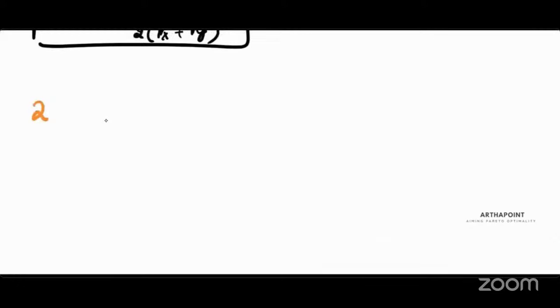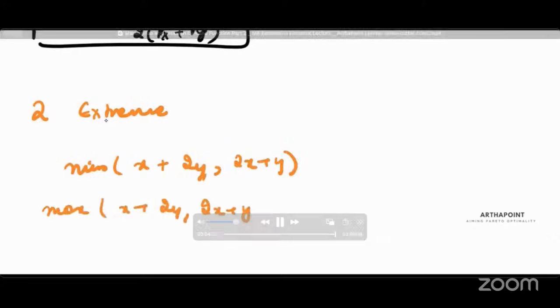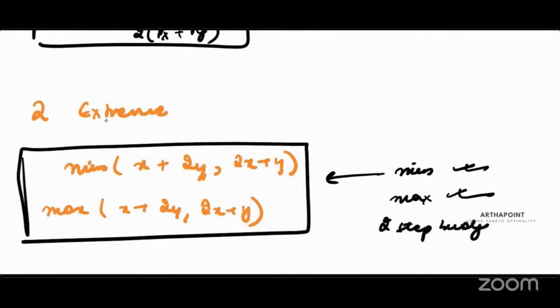So tomorrow, I'm going to introduce to you 2 very difficult, extreme kinked functions. One is min of X plus 2Y, comma 2X plus Y. The other is max of X plus 2Y, comma 2X plus Y. You will only be able to solve this if you revise what is min, what is max function, and this two-step budgeting that we did in this question.